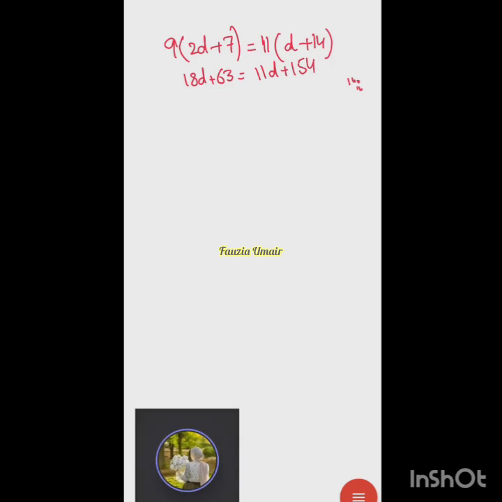We can move plus 63 to the other side and bring 11d to the left side. So this 18d, this plus 11d will come on this side, so it will be minus 11d. And this will be 154. The 63 will go on the other side and it will be minus 63, right? So now what is 11d minus 18d minus 11d?